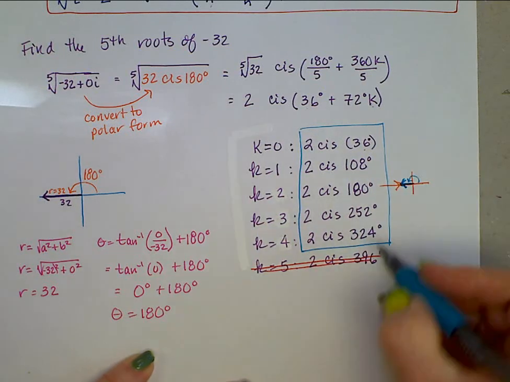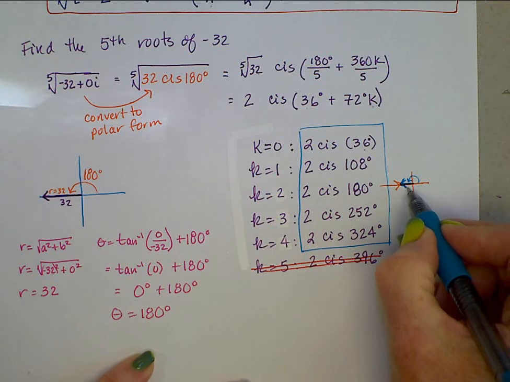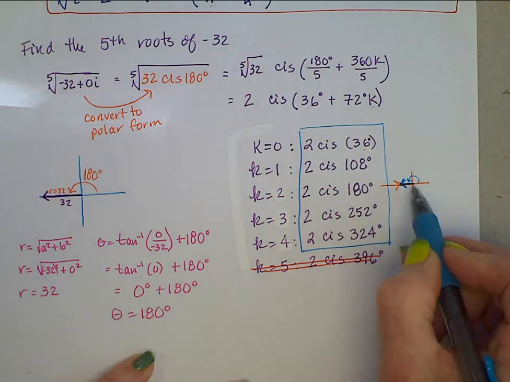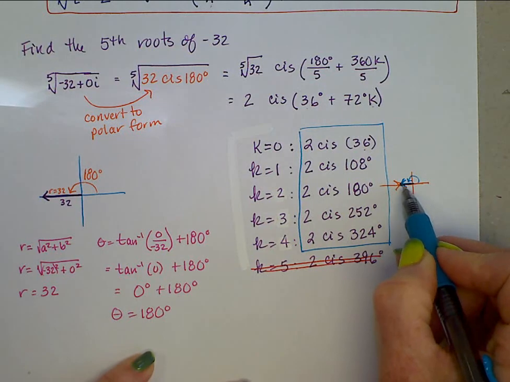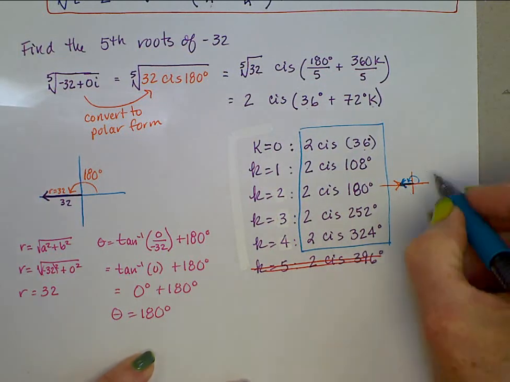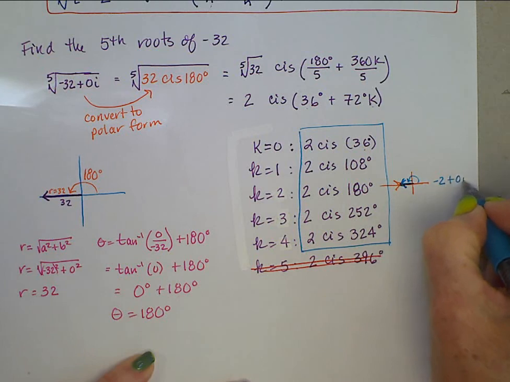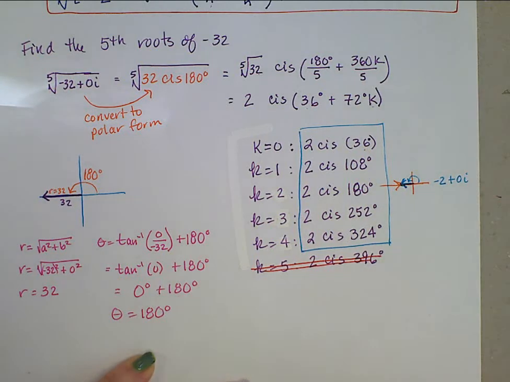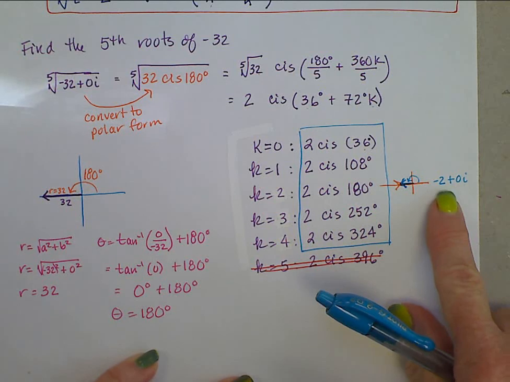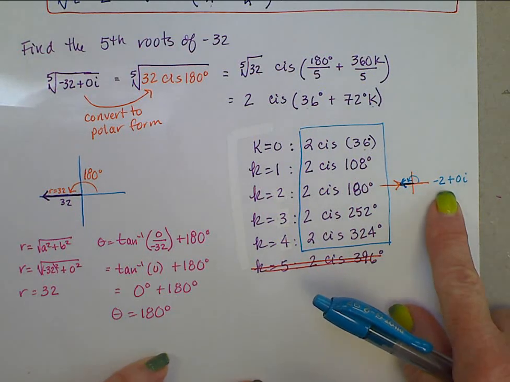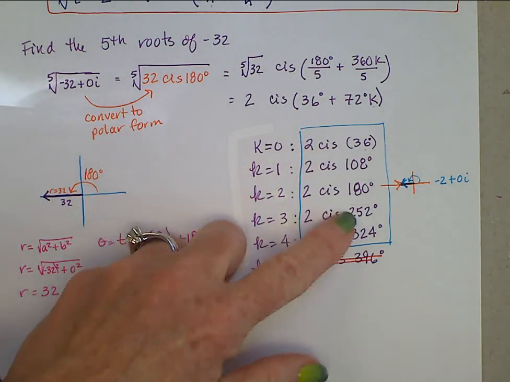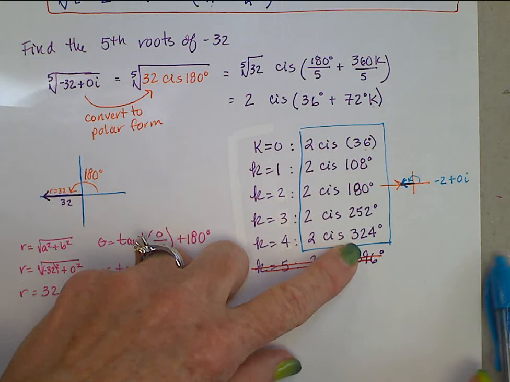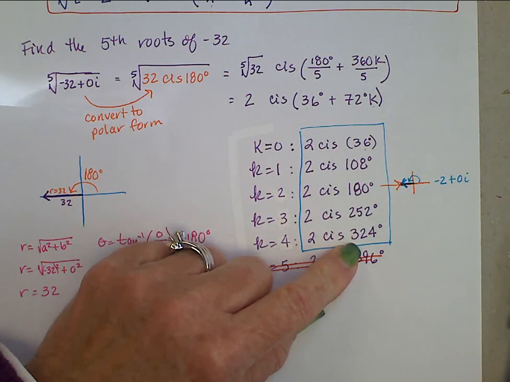And when we look at this in terms of A and B coordinates, A is negative 2 and B would be 0. So this would be negative 2 plus 0i. Wouldn't that be the same thing as we got right away on the other page, that the root was negative 2? Absolutely.